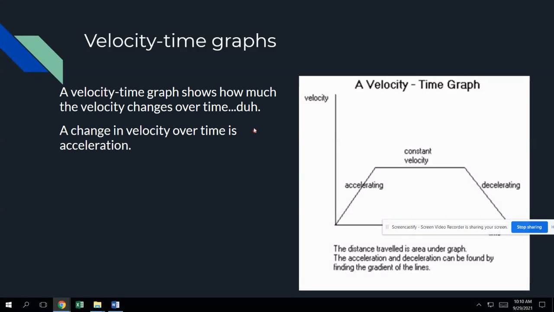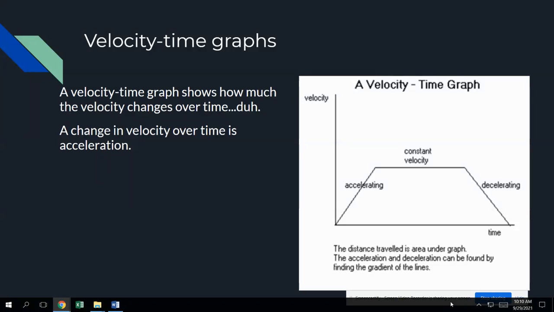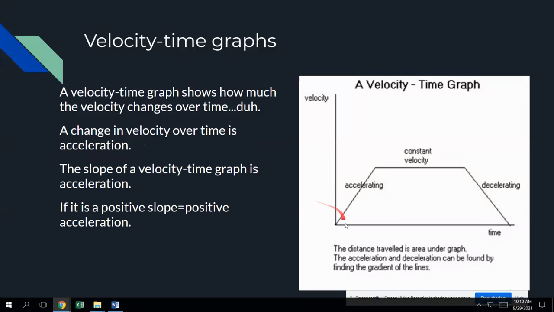All right, and then lastly, velocity time graphs are going to be the graphs we use to explain acceleration. All right, so velocity time graphs, unlike speed time graphs, unlike distance time graphs, which we've already worked on, a velocity time graph shows how much the velocity changes over time. Velocity over time. A change in velocity over time is acceleration. All right, so the slope on a velocity time graph is the acceleration, because it's the rise over run. We already worked on that with distance time graphs.